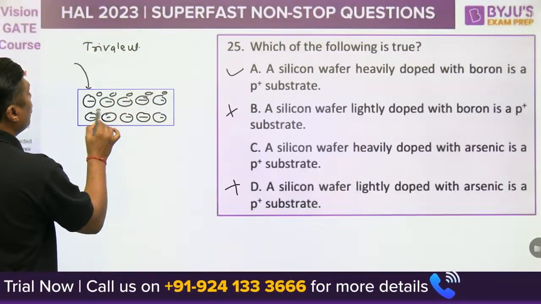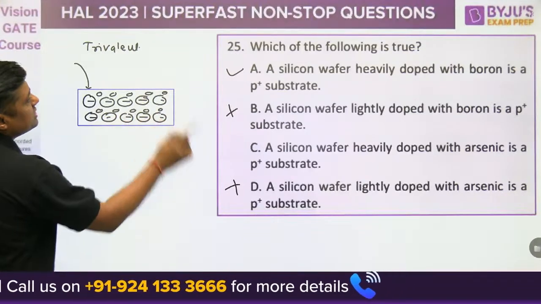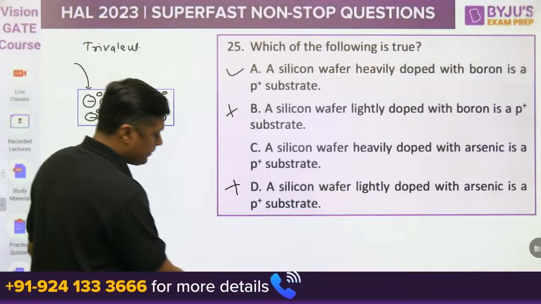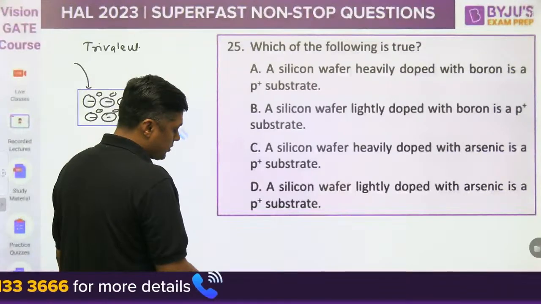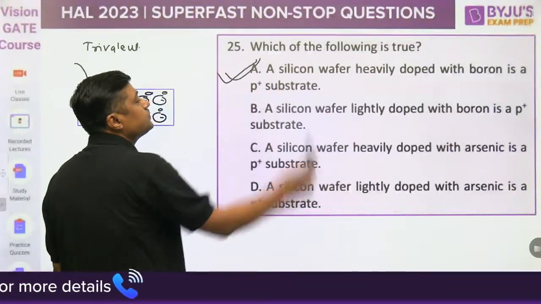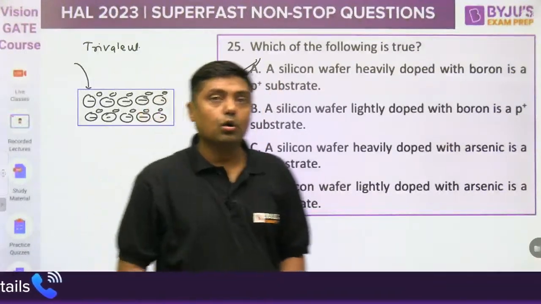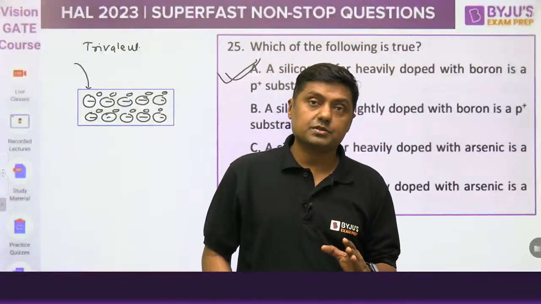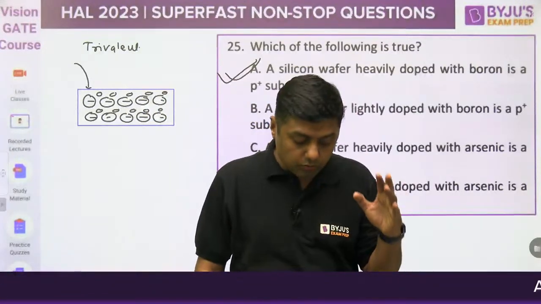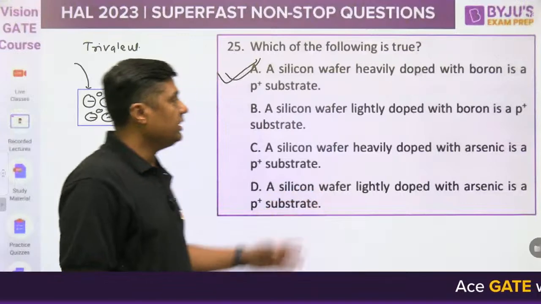It accepts one electron, becomes a negative ion, and creates holes. So this is what? Boron. So which of the statements is true? Option A is the correct one. Right? So semiconductor physics: get the basic idea about the mass action law and other things. The next question.